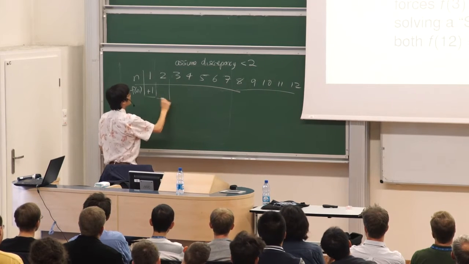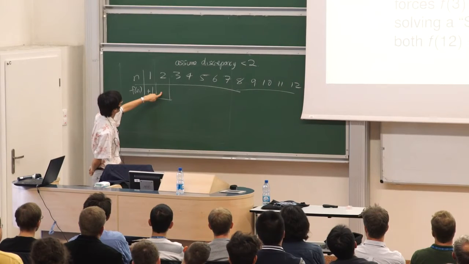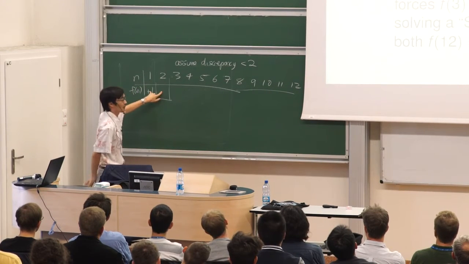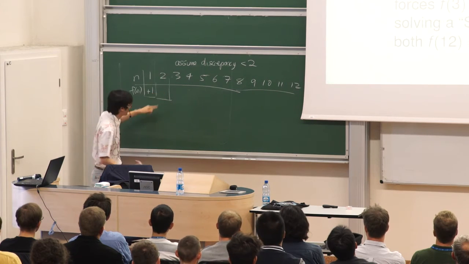So I'll assume that the first term is plus 1. Okay, so now I can solve for f of 2. Because if f of 2 is plus 1, then the progression 1 and 2 would have discrepancy 2, since plus 1 plus 1 is 2. So it can't be plus 1 here. So it has to be minus 1.